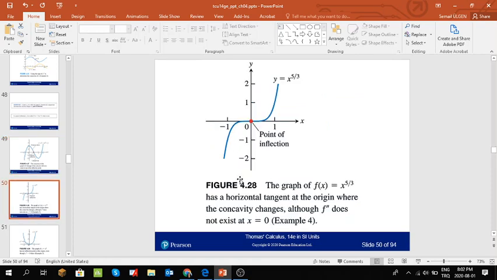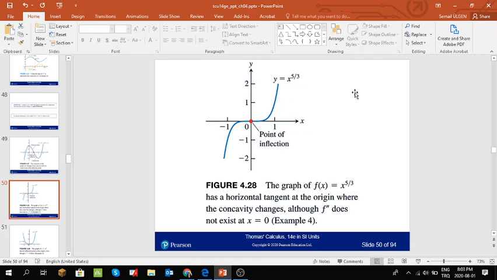Let's see another one. This is example 4. y is equal to x to the 5 over 3. You can take the derivative of this: 5 over 3 x to the 2/3. And then if you take it one more time, 5 over 3 times 2/3 times x to the negative 1/3. That's the second derivative.